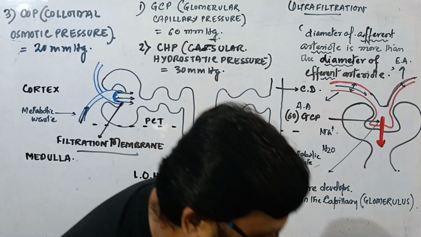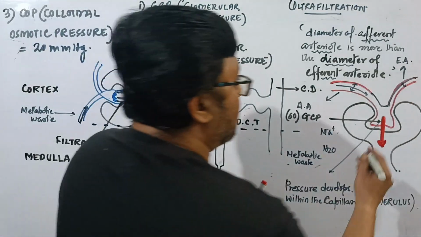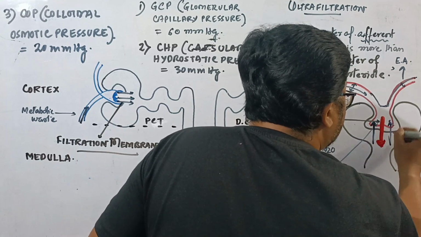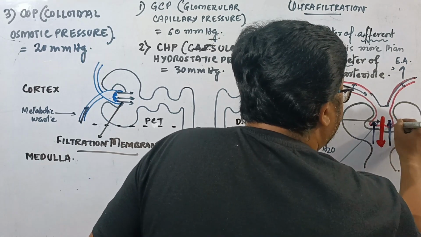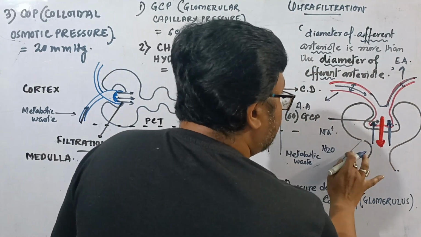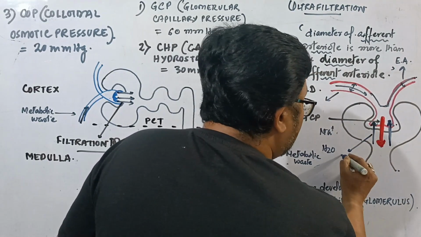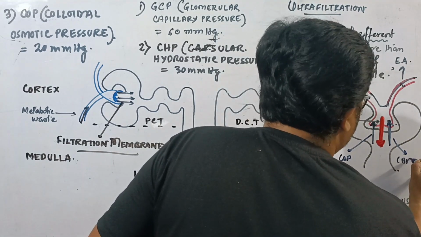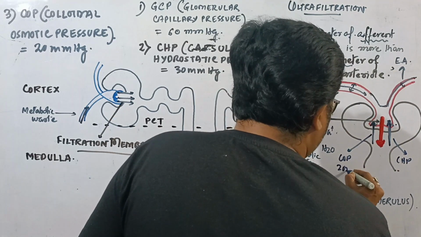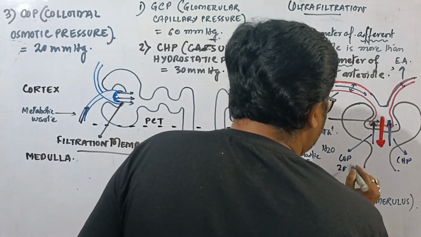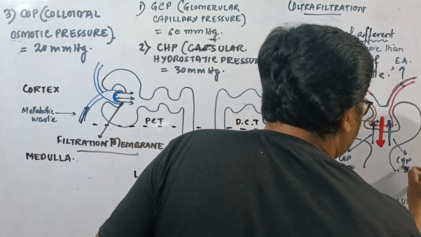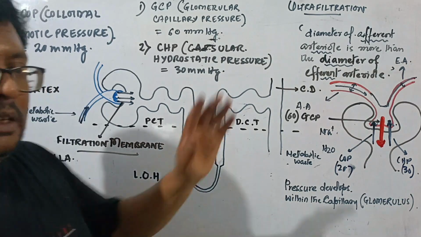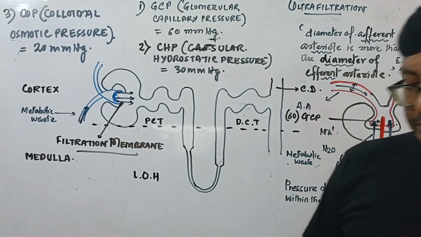So these two pressures generally act opposite to this glomerular capillary pressure. One is COP, and the other one is known as CHP. COP is exactly around 20 mmHg, and CHP is exactly around 30 mmHg. Is it okay? Yes, sir.